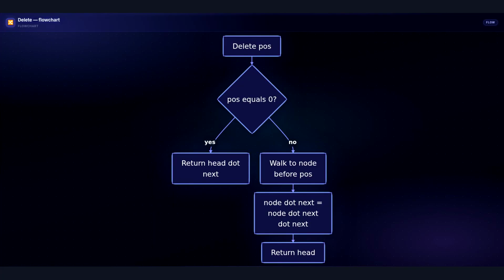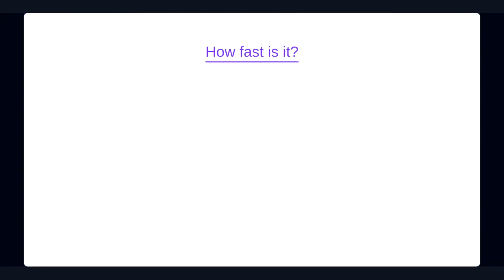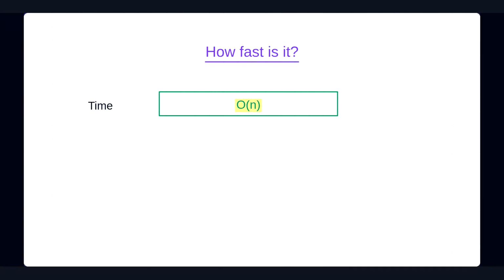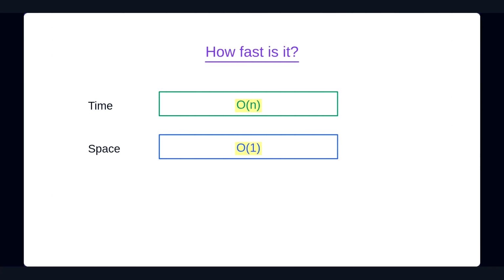Then return head. Finding the node just before the position may take us most of the way down the list, so in the worst case, that is order n time. The unlinking itself is instant, and we use no extra space, so space is order 1.